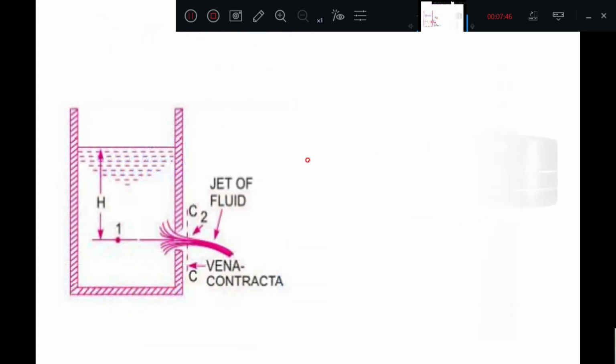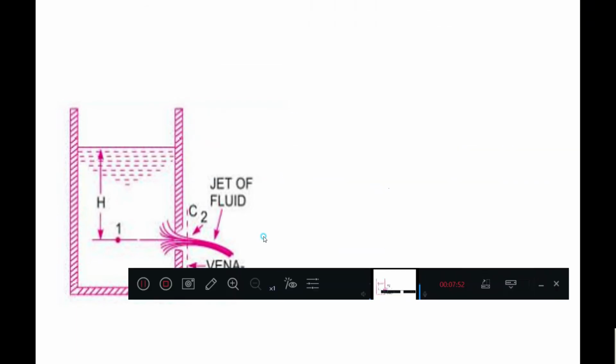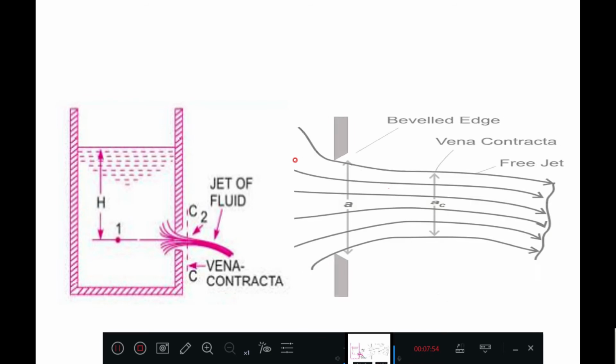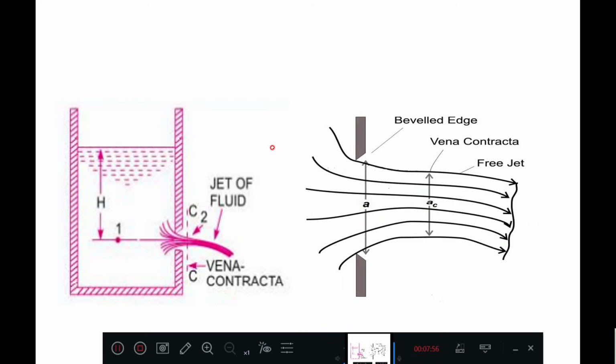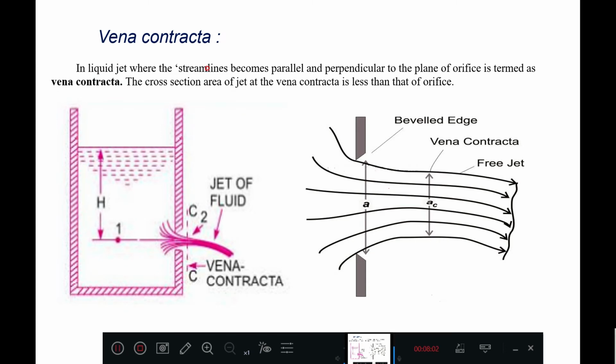Let us move to the next one. Here, let us define a term called vena contracta. This term vena contracta is very, very important. And this means a jet, whatever jet is coming out of the orifice.